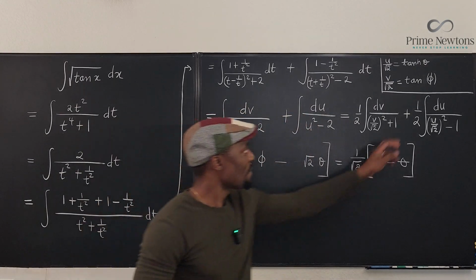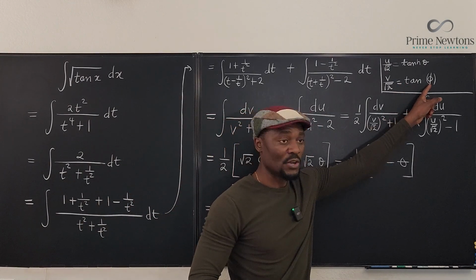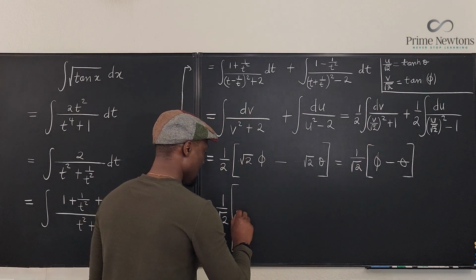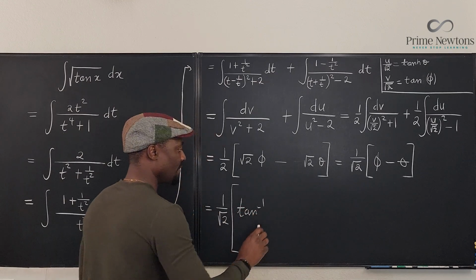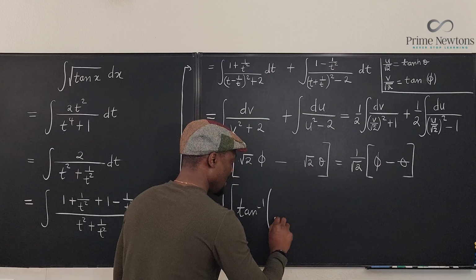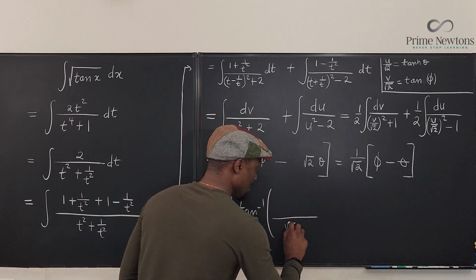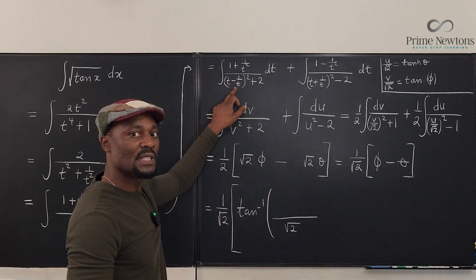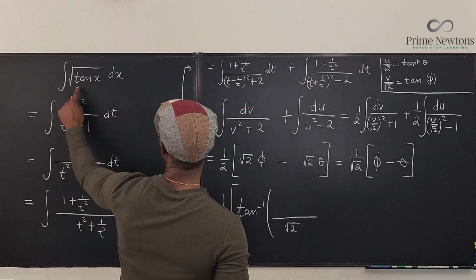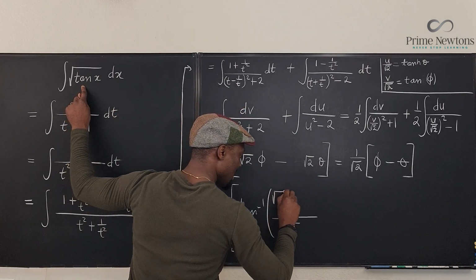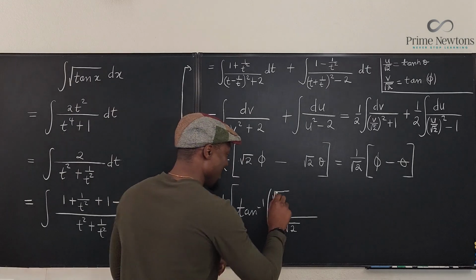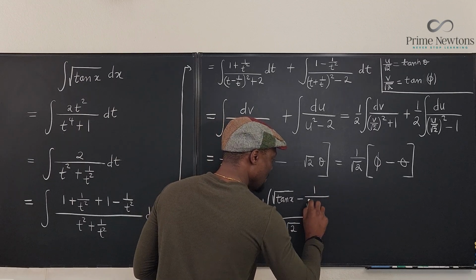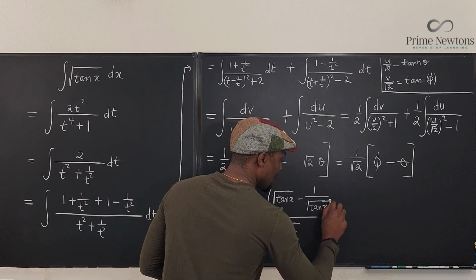Nice. Okay, so what will this be? If I take the inverse tangent in order to get my phi, it's going to be inverse tangent of v over square root of 2. So I'm going to write this over the square root of 2. But what is v? This is v. V is t minus 1 over t. T is square root of tan x. I think I must have mixed up the signs when I started the first time. So it's going to be the square root of tan x minus 1 over the square root of tan x. That's it.